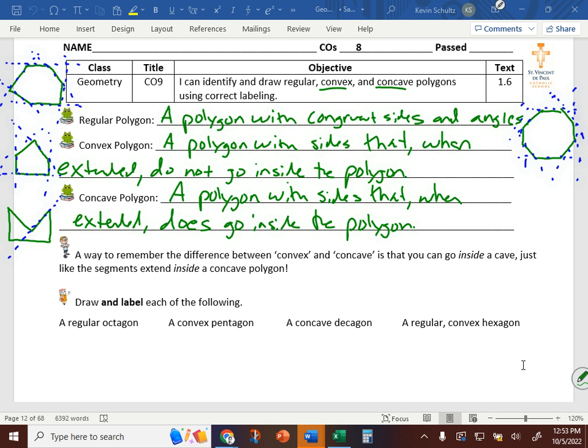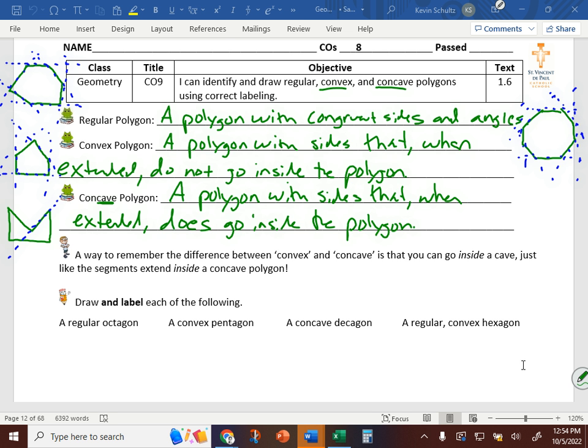Personally, if you can imagine Mr. Schultz sitting in your desk when I was 14 years old, gazing up at the chalkboard, I suppose. How I remember this: concave, you go inside a cave. And so concave polygon, the sides go inside the polygon. It's the best I got. If you have a better one, then feel free to use it. But there we go. Okay.